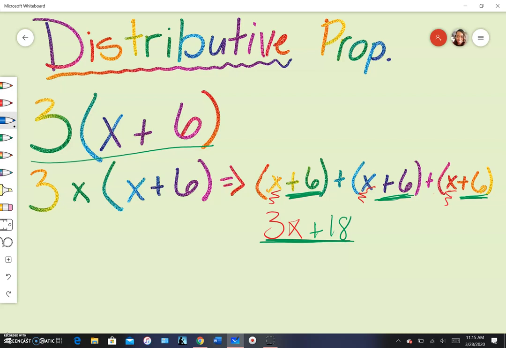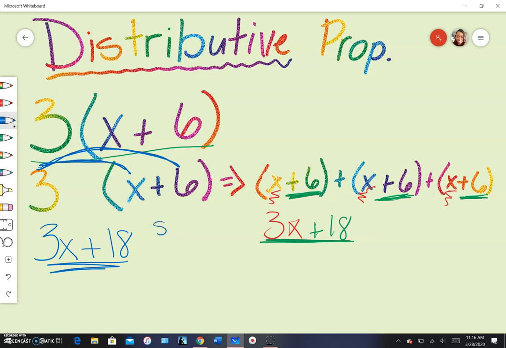Now the shortcut way we like to do in the math community is we're going to take that number on the outside of our parentheses and we're going to multiply it by everything on the inside of our parentheses. So 3 times x will just become 3x, and 3 times positive 6 will just become positive 18. So you can see we got the same answers both ways.